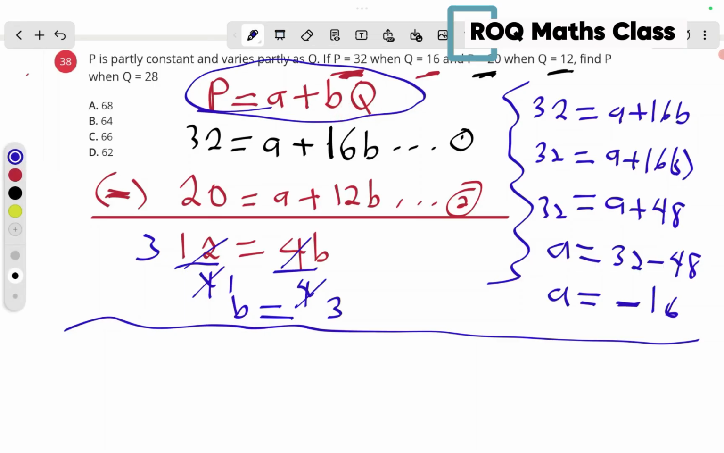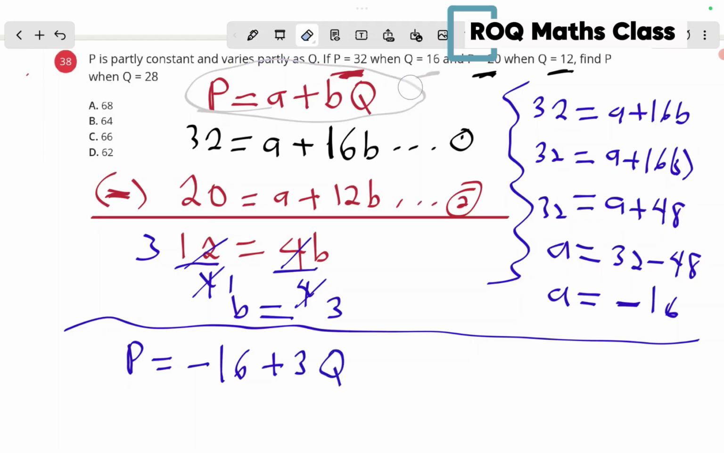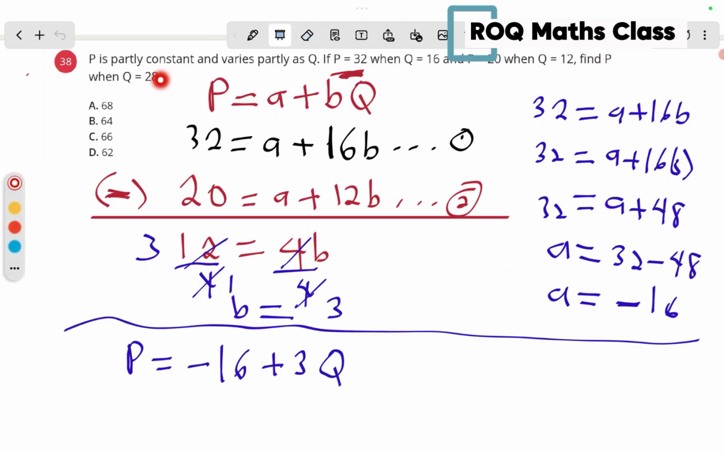Now I'm going to have P equals, what's the value of A? Minus 16, plus our B is what? 3Q. Now the last question that we are asked to find over here is to find P when Q is 28.